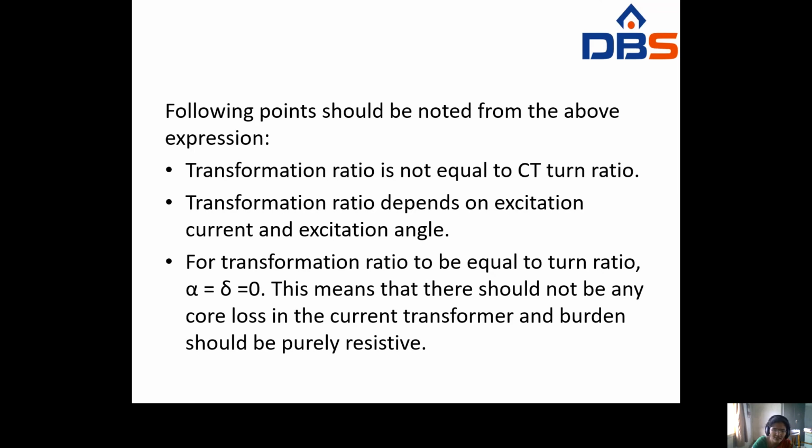So what is the meaning of this formula? This means that there should not be any core loss in the current transformer and the burden should be purely resistive. In our transformer, core losses, stray field losses, eddy current losses, all losses will be present. Whenever alpha equals zeta equals 0, there will be no core loss in the current transformer, and the burden, that means the load, will be purely resistive.